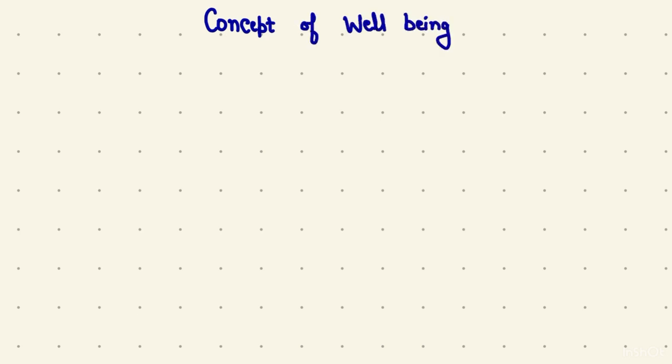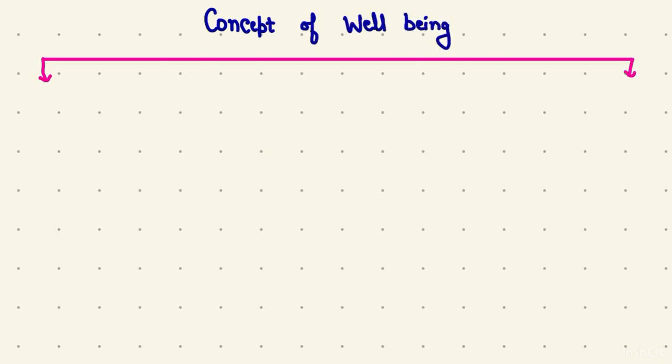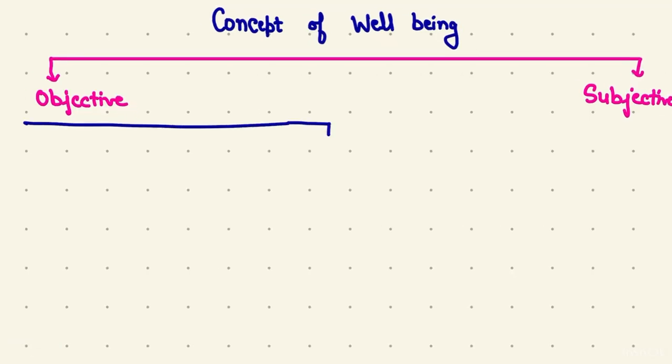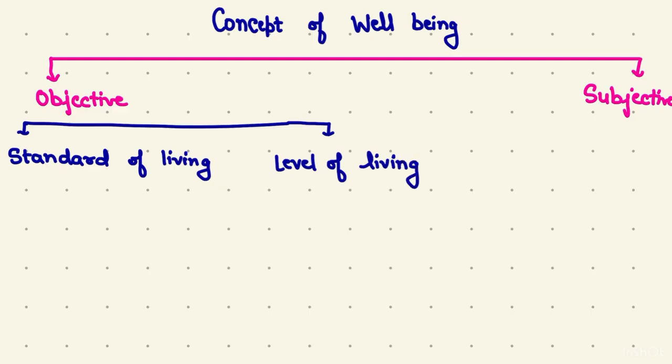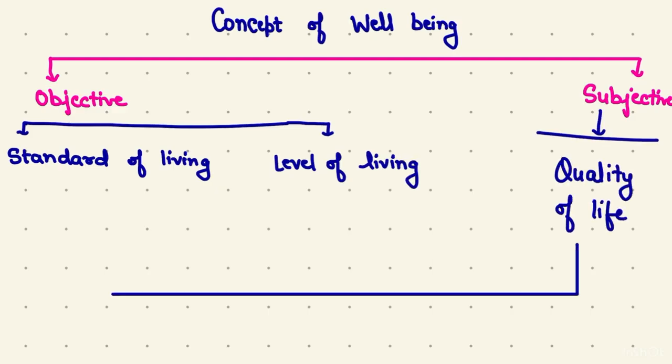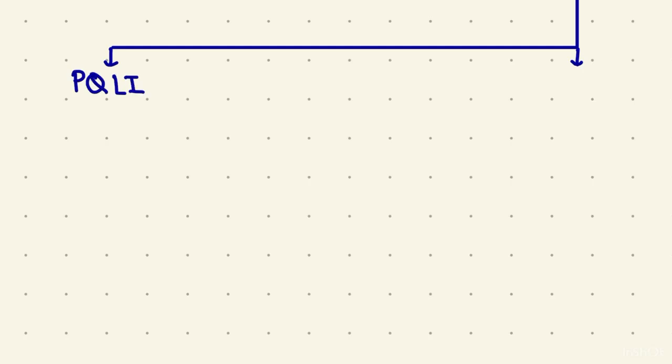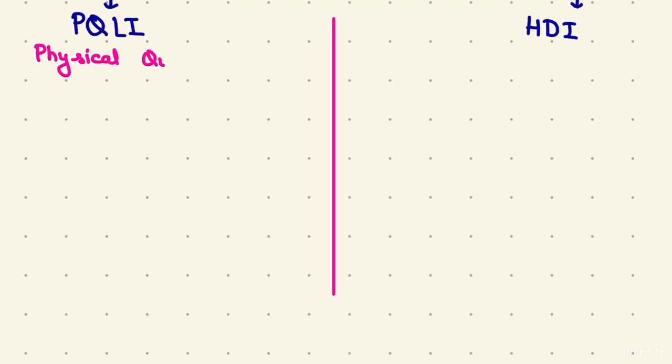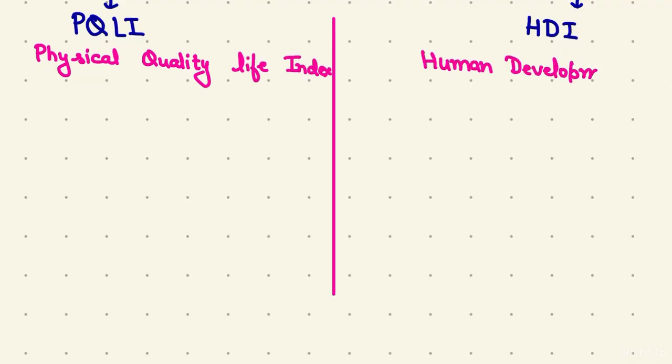Then comes the concept of well-being. The concept of well-being can be objective, it can be subjective. Objective can be measured by standard of living and level of living. Subjective, which is very important, is measured by quality of life, which is measured by PQLI and HDI. Physical Quality of Life Index is PQLI and Human Development Index is HDI.